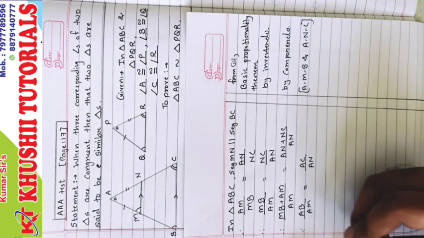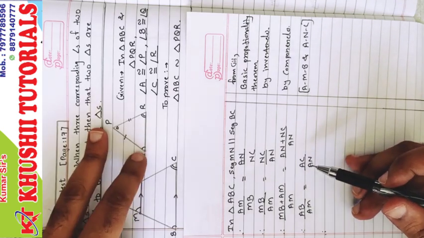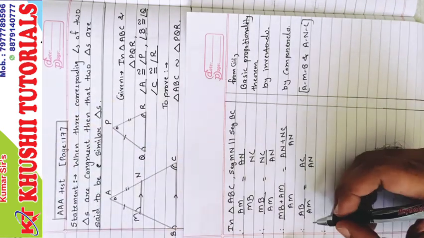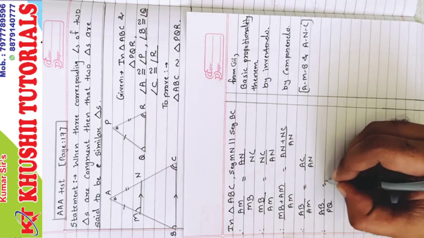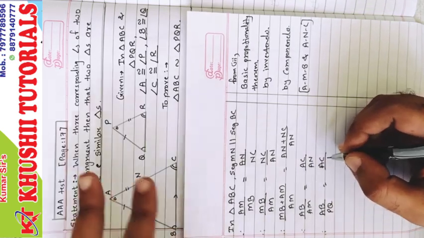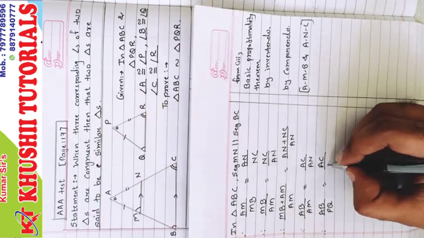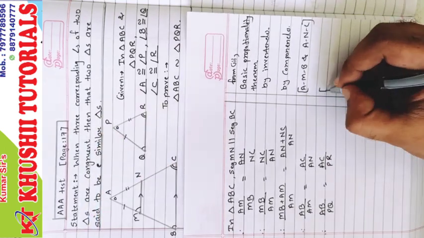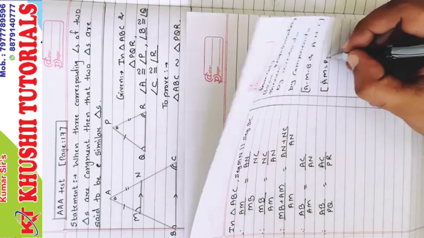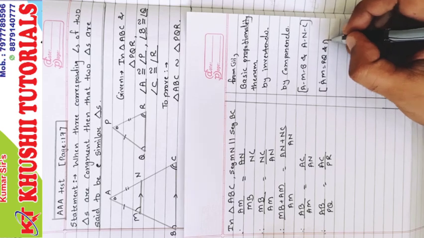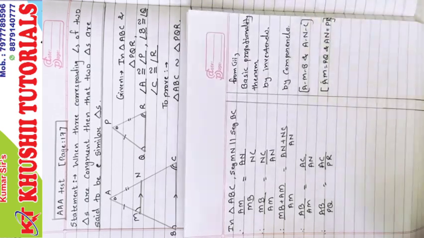Right? Now, do we need AM? No. We need PQ. So AM is equal to PQ. So AB upon PQ equal to AC upon AN. AN is equal to PR. So PR. Reason, AM equal to PQ and AN equal to PR in construction.